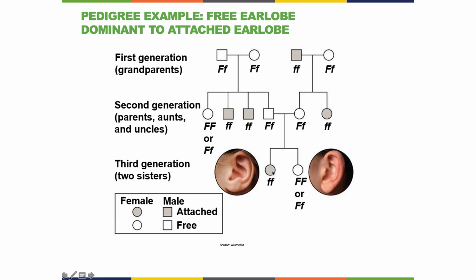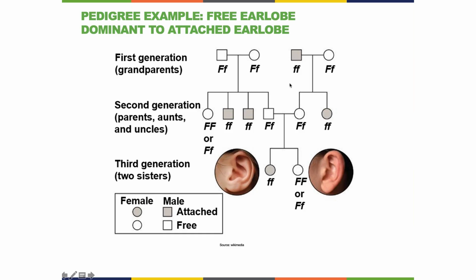Right, so again, circles are females, squares are males. Sometimes if we don't know the sex of a child, we put a triangle. But if you're shaded, we know that you're homozygous recessive, and you've got attached earlobes. Okay, so this girl is homozygous recessive. Both of these males are homozygous recessive. This person is homozygous recessive, and this person is homozygous recessive.